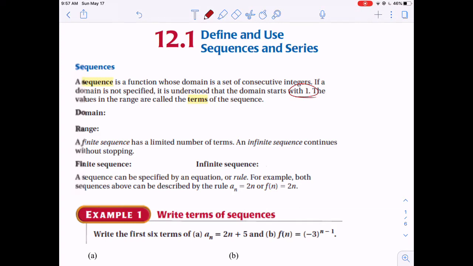So let me give you an example. Let's just say for the domain we have 1, and then 2, and then 3, and then 4. Let me stop there. Well, the range or the output for each input of the domain will be A1 for the first one, A2, A3, and A4. So they correspond with the number. That number always comes down to be part of the range.